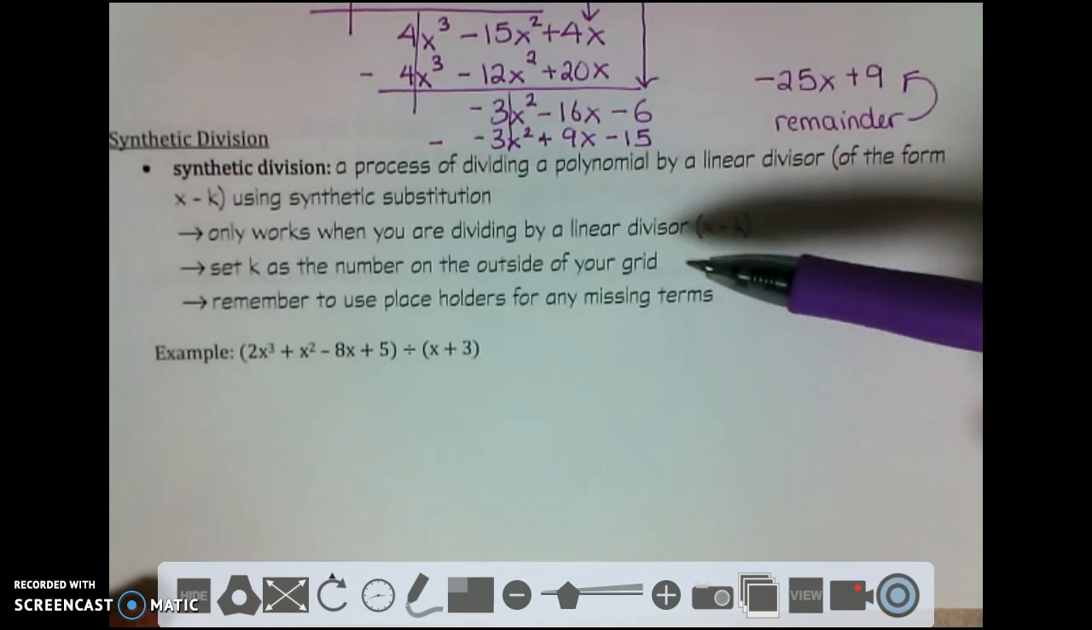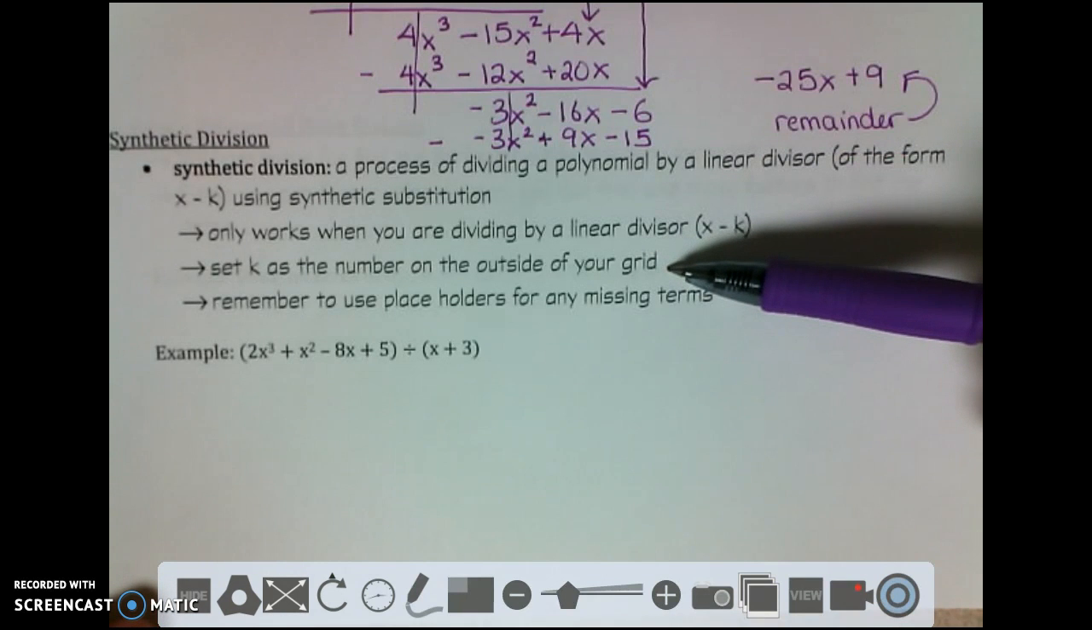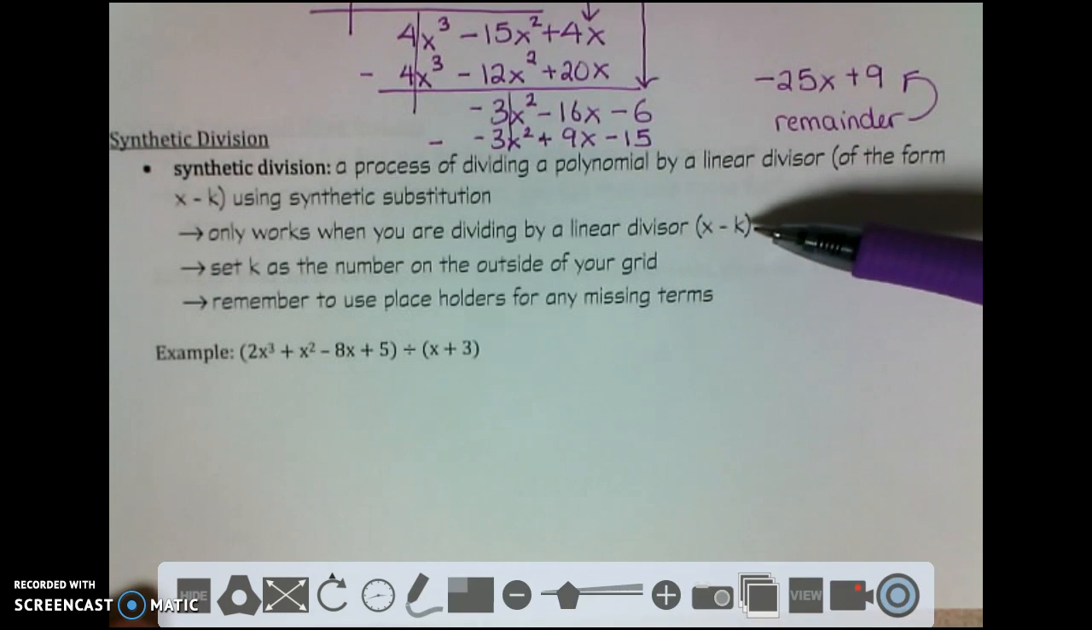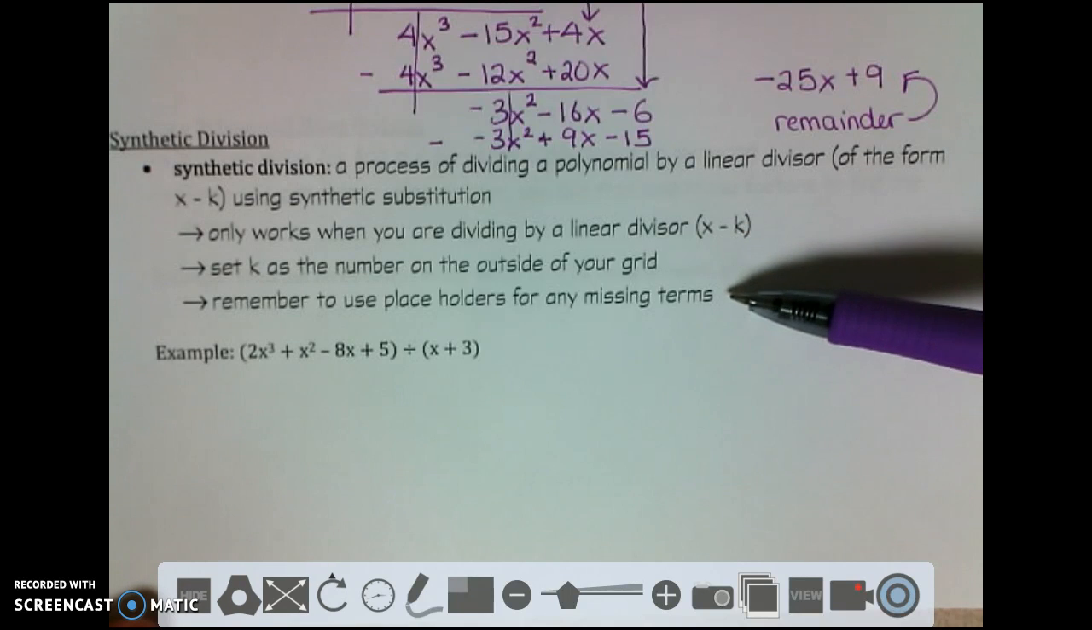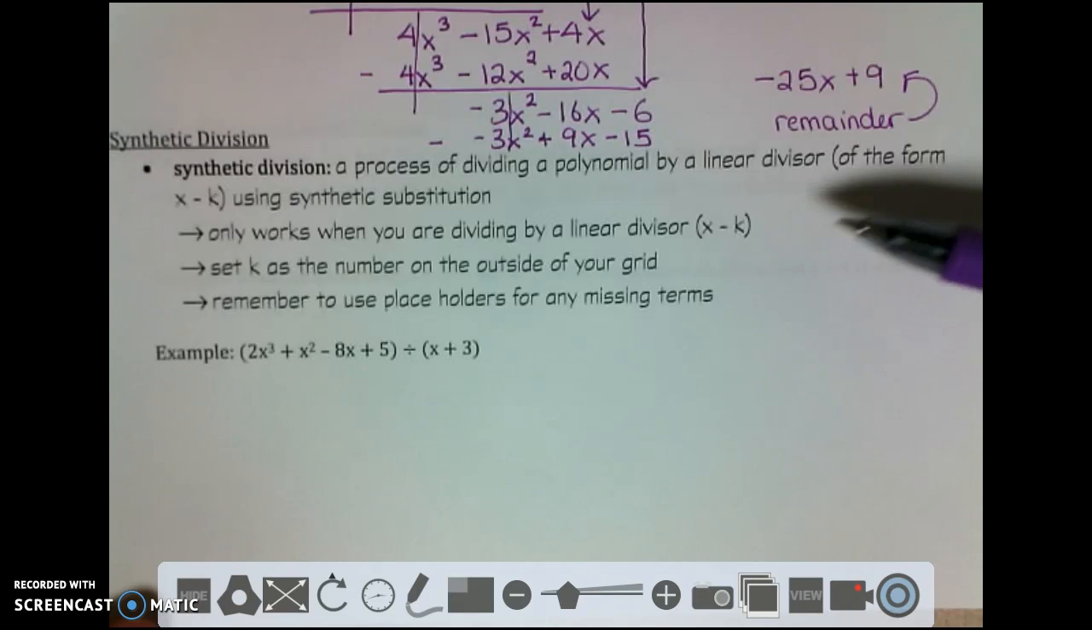So what we'll do is set k as the number on the outside of our grid. Be very careful with k because the term has to be x minus k, which means you need to flip the sign of this term. So if this were x minus 3, I would use a positive 3. If it were x plus 3, I would use a negative 3. So flip the sign. And remember, again, to use placeholders for any missing terms.